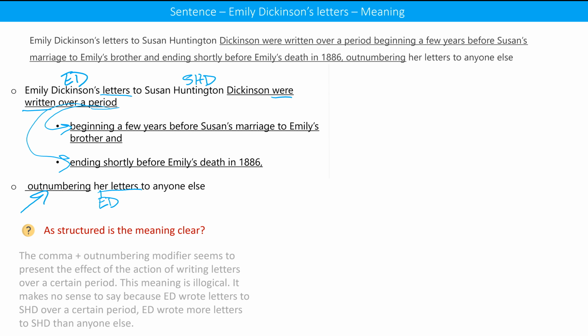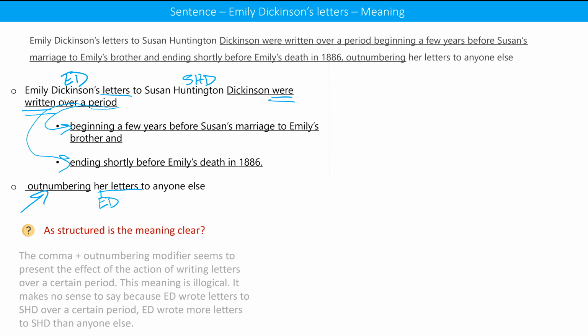And you'll notice that with sentence correction, certain pieces that don't fit or aren't structured correctly tend to make us pause in our reading, and we can't read them as smoothly. And that would be the case here because this comma plus verb-ing modifier, outnumbering, seems to be presenting the effect of the action of writing these letters over this period. And that meaning is completely illogical here.